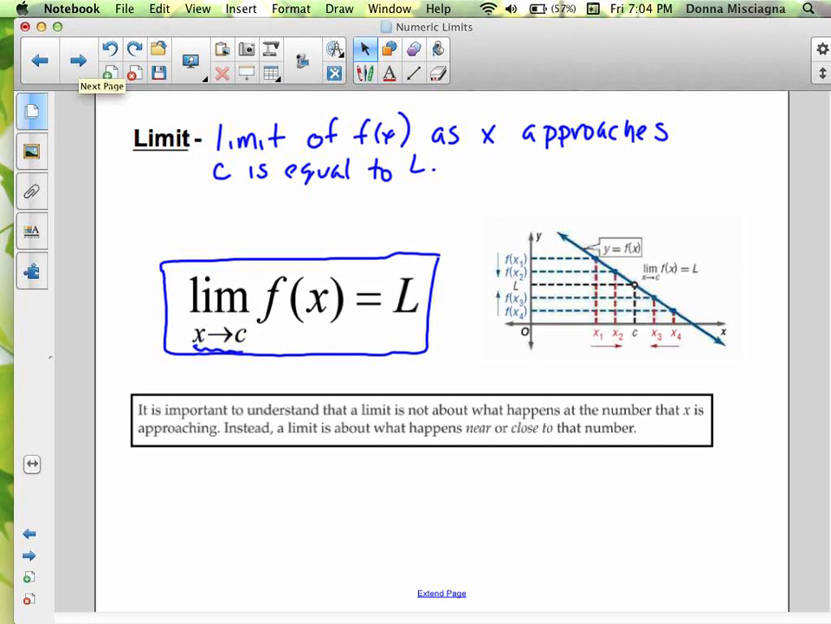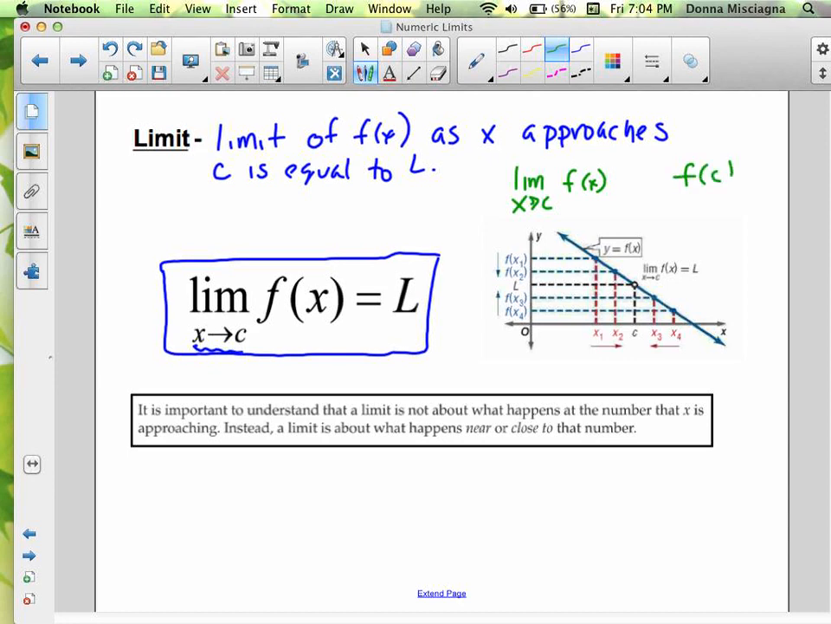Let's take a look at the diagram here. All right, so let's see if we can find the limit of our function as x approaches c. So I'm just going to write limit as x approaches c of f of x. I'm also going to write in f of c. All right, so let's find those two things.